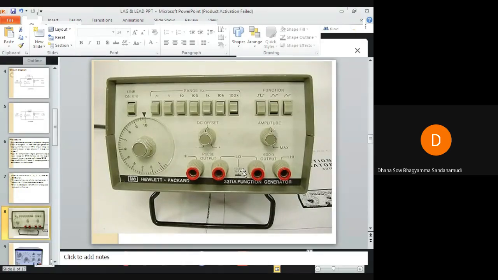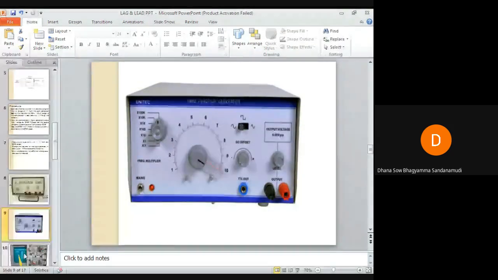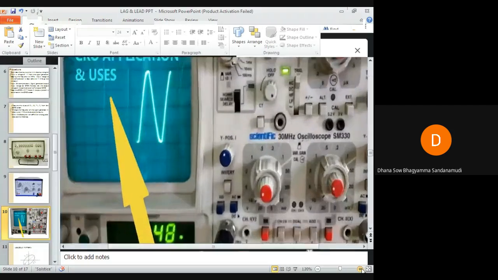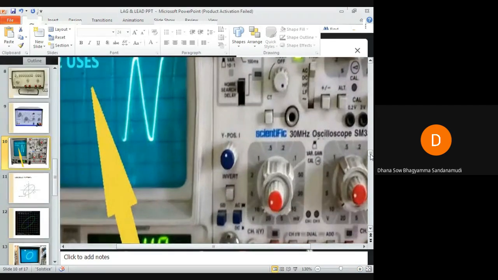Now in this experiment, after giving connections, let us also have this, which is our CRO. If you carefully observe here, Channel 2 X is written. I'll expand the screen and show you.